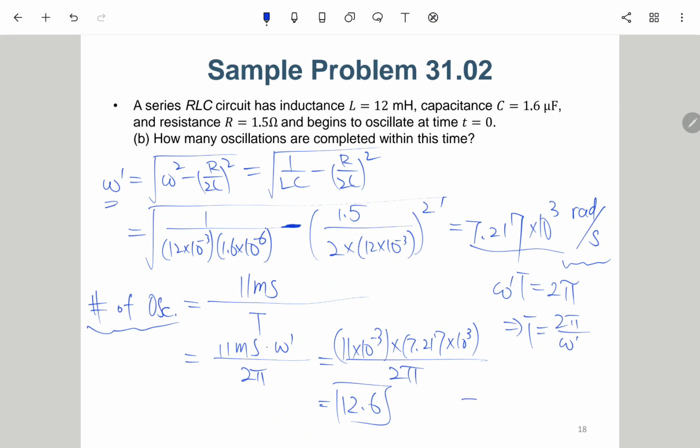So which means that it actually takes 12.6 cycles, something like, this is 1 cycle, 2 cycles. Actually hard to draw. It takes 12.6 cycles when the amplitude becomes half of the initial value.